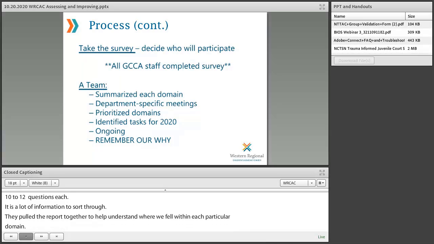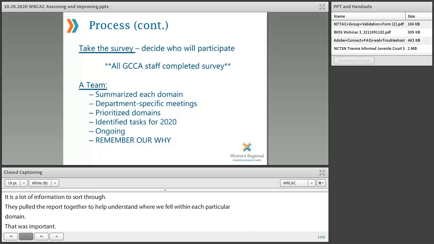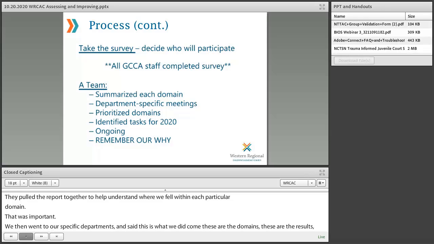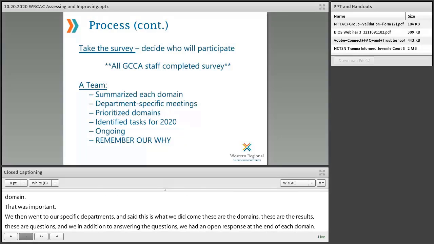So we then went to our specific departments and said, hey, this is kind of what we've done. These are all the domains. These are the results. These are some questions that came up. And what we also did was, in addition to answering the 10 questions on the 1 to 5 scale, we had an open qualitative response at the end of each domain. Is there anything else about this domain that you want to share? Do you have any strategies or ideas for things that we could do better? And so we did get a lot of suggestions and a lot of strategies that we were able to take back to our respective teams.